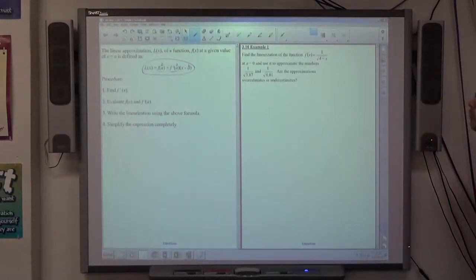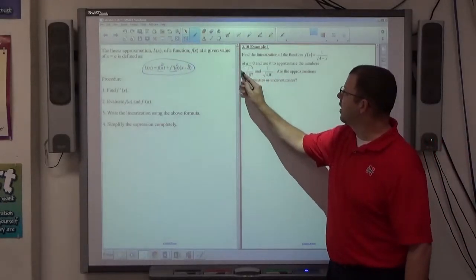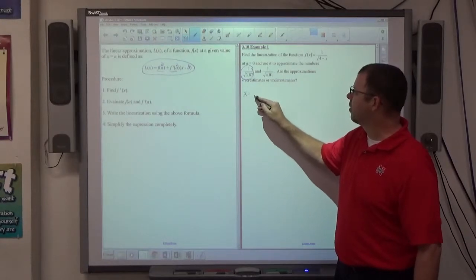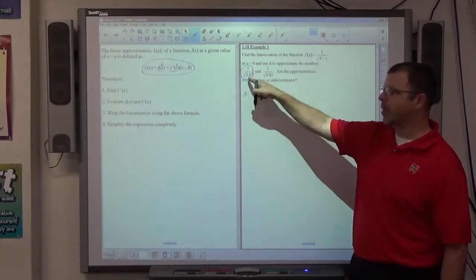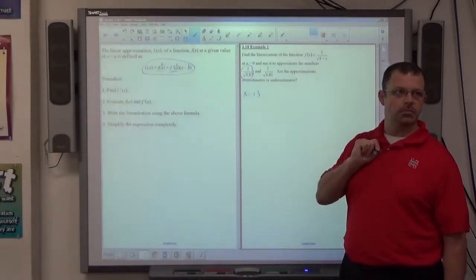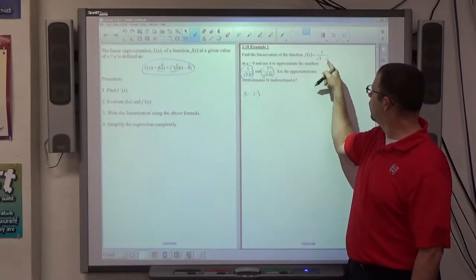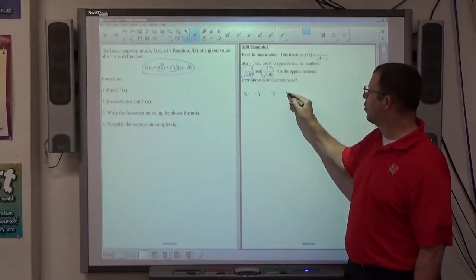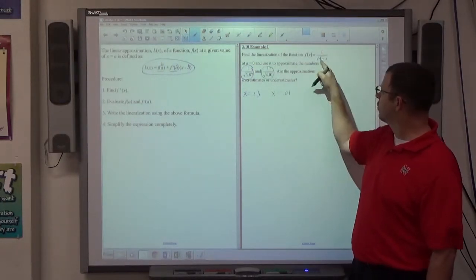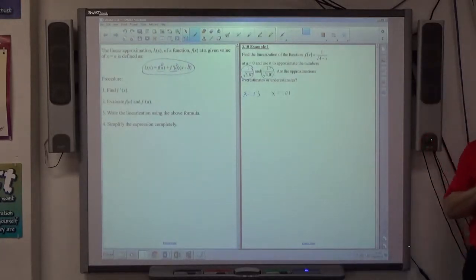So, example 1, find the linearization of the function f of x equals 1 over the square root of 4 minus x at a equals 0. And use it to approximate the numbers 1 over the square root of 3.87 and 1 over the square root of 4.01. All right. 1 over the square root of 3.87 would be x equals 0.13, right? Because 4 minus 0.13 makes 3.87. And 1 over the square root of 4.01 would be x equals negative 0.01, because 4 minus negative 0.01 is equal to 4.01, right?